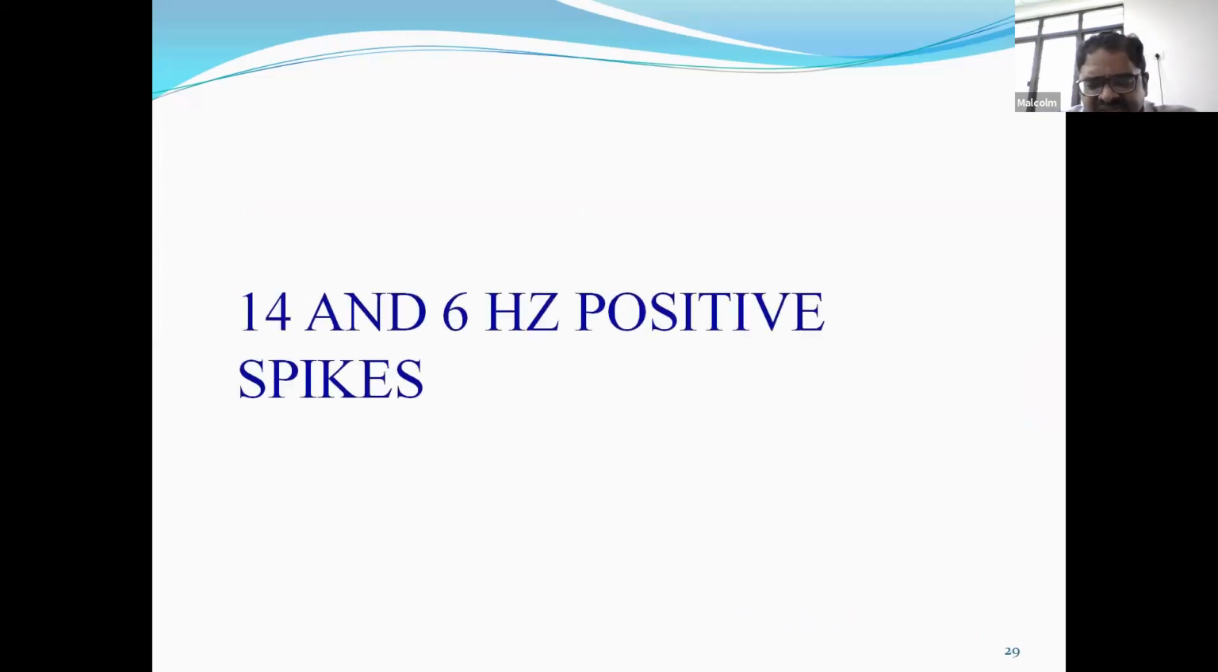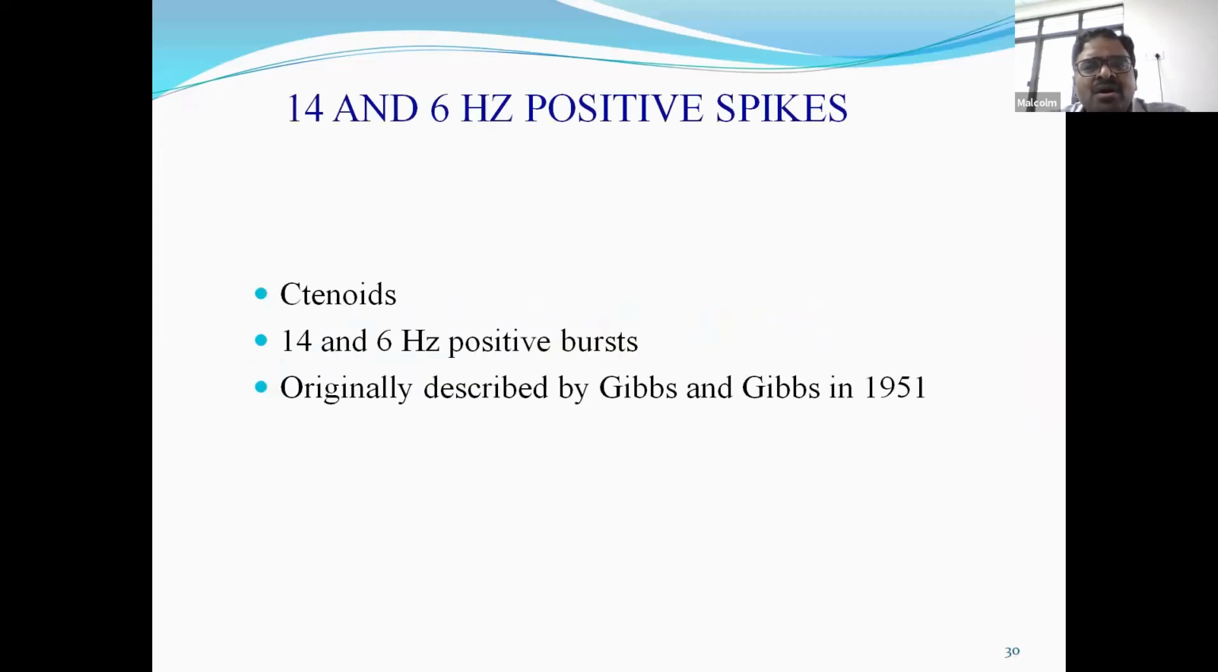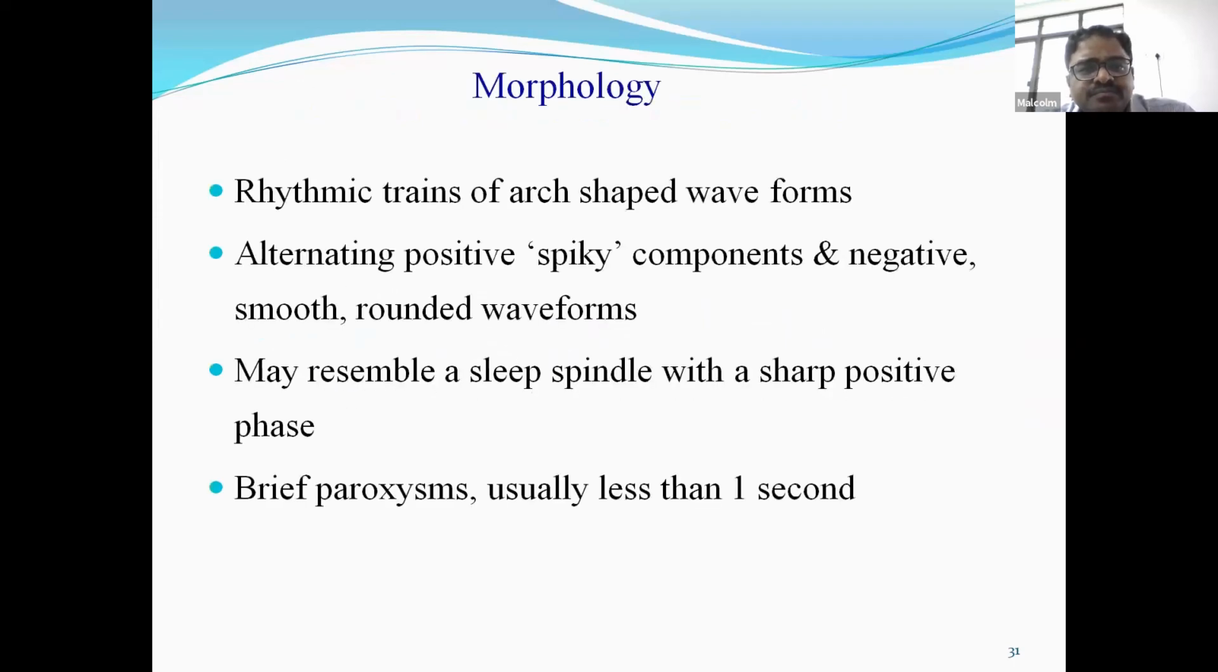Now coming to the next entity, the 14 and 6 hertz spikes. They are called ctenoids, and they are 14 and 6 hertz positive bursts. They were originally described by Gibbs in 1951. They are rhythmic trains of arc-shaped waveforms with an alternating positive spiky component and a negative smooth rounded waveform. They may resemble a sleep spindle with a sharp positive phase, and are seen in brief paroxysms, usually less than 1 second.